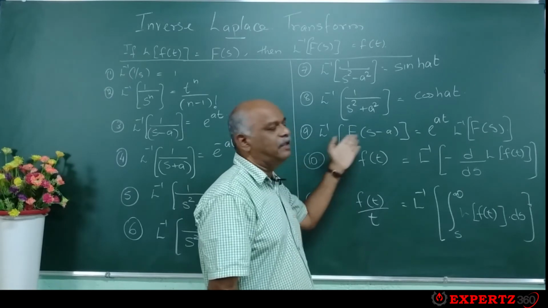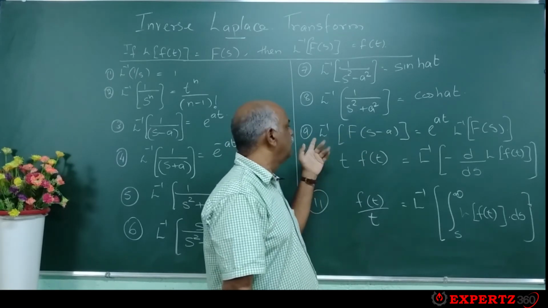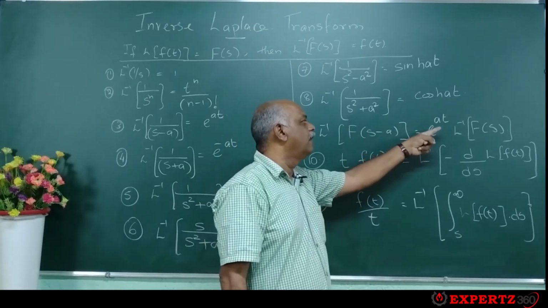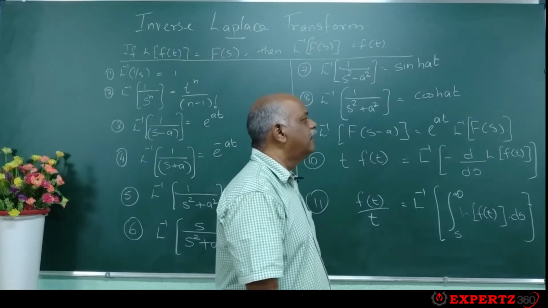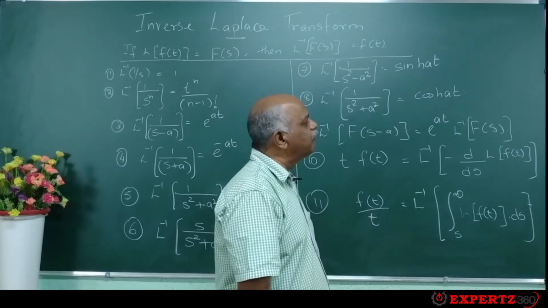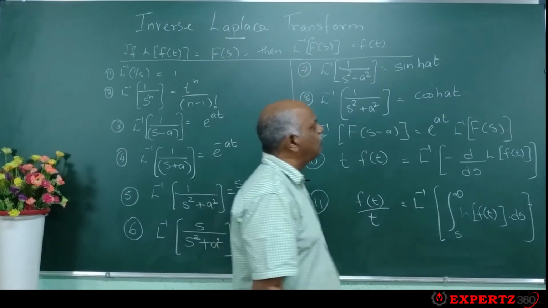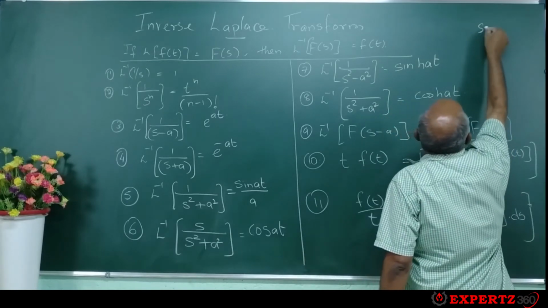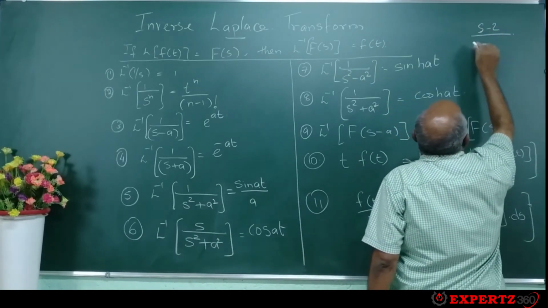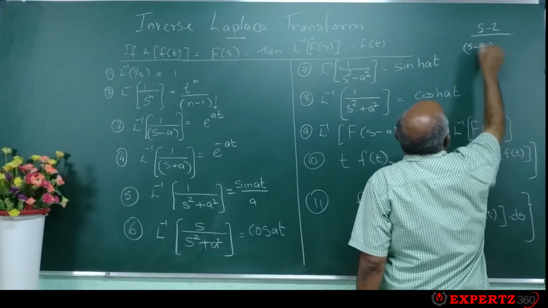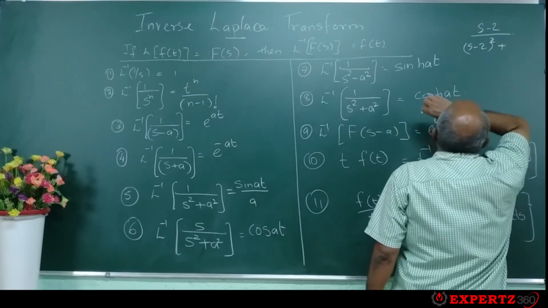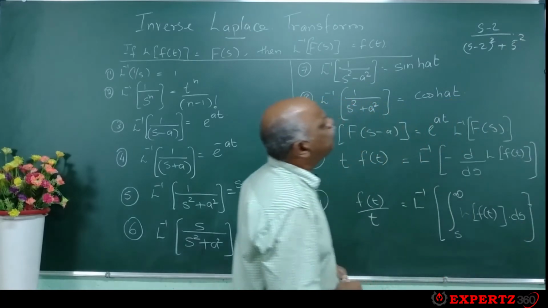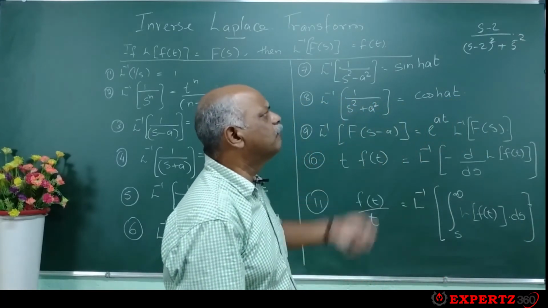See the first shifting theorem, just the inverse of it. Laplace inverse of F of s minus a you can put as e raised to at into Laplace inverse of F of s. Sometimes we may have functions like s minus 2 divided by s minus 2 the whole square plus pi square, something like this. See, if the 2 moves off, what is the formula?